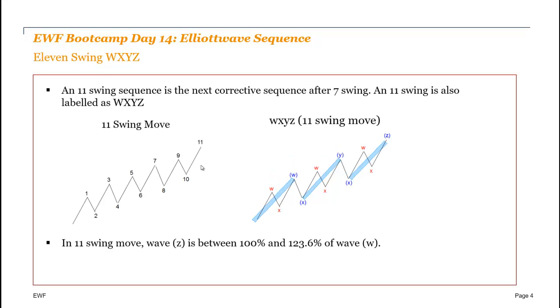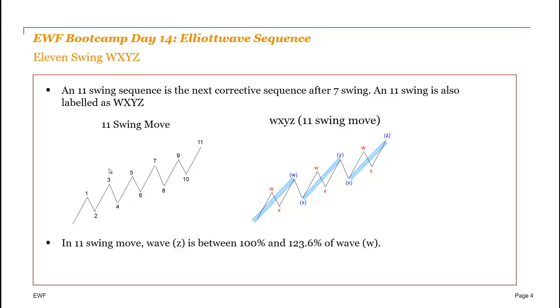Now right here is an 11 swing structure, also called a WXYZ. So this is the next corrective sequence after 7 swing. So we have 3 swing, and then after that 7 swing, and then after 7 swing we have 11 swing. So an 11 swing sequence is the next corrective sequence after 7 swing. It is also labeled as WXYZ. Very, very simple. So all you do is adding 3 more waves up. So you have 1, 2, 3, and then 5, 6, 7.